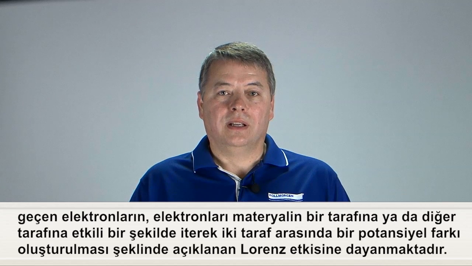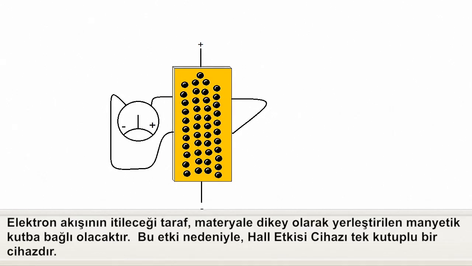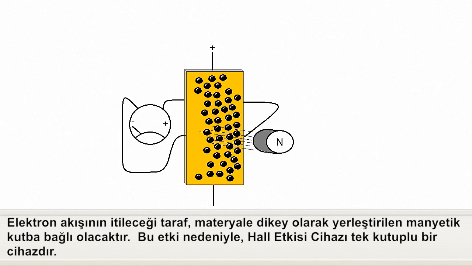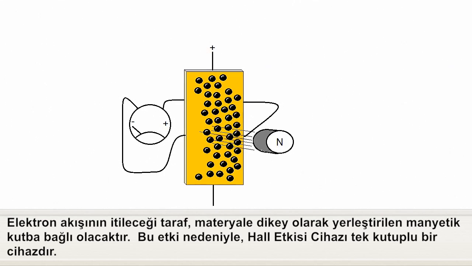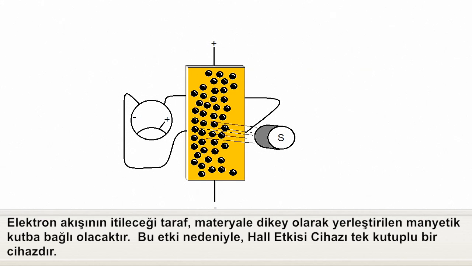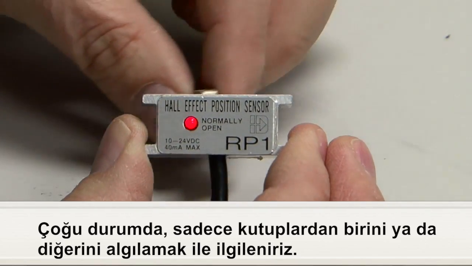Edwin Hall's original design was based on the Lorentz effect, which describes how electrons flowing through a material, in Hall's case a thin layer of gold, will have the electrons effectively pushed to one side of the material or the other, creating a difference in potential between the two sides. The side to which the electron flow will be pushed will depend on the magnetic pole placed perpendicular to the material. Because of this effect, the Hall effect device is a unipolar device. In most cases, we're only concerned with detecting one pole or the other.